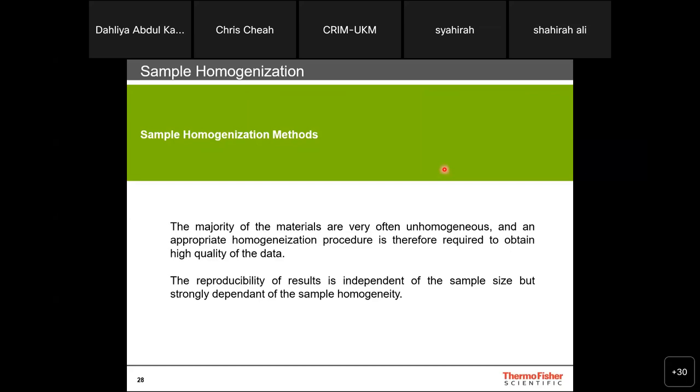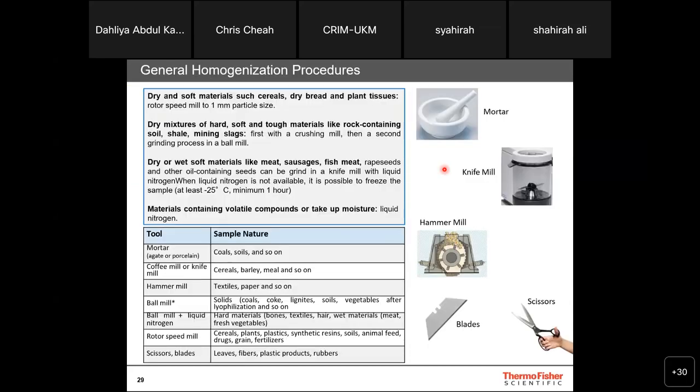Okay, so the majority of materials are often inhomogeneous. This is why we need to make sure that they are well blended. We get a substantial amount of sample, mix it well, and make sure that we can reproduce the data. To give you a better idea, it depends on your sample nature. Some samples are dry and soft material, such as food product and plant tissue. So it's easier. You can just use a rotor speed mill to spin them and cut them into smaller particle size. When you are dealing with rock, soil, or sediment, it will be a bit harder.